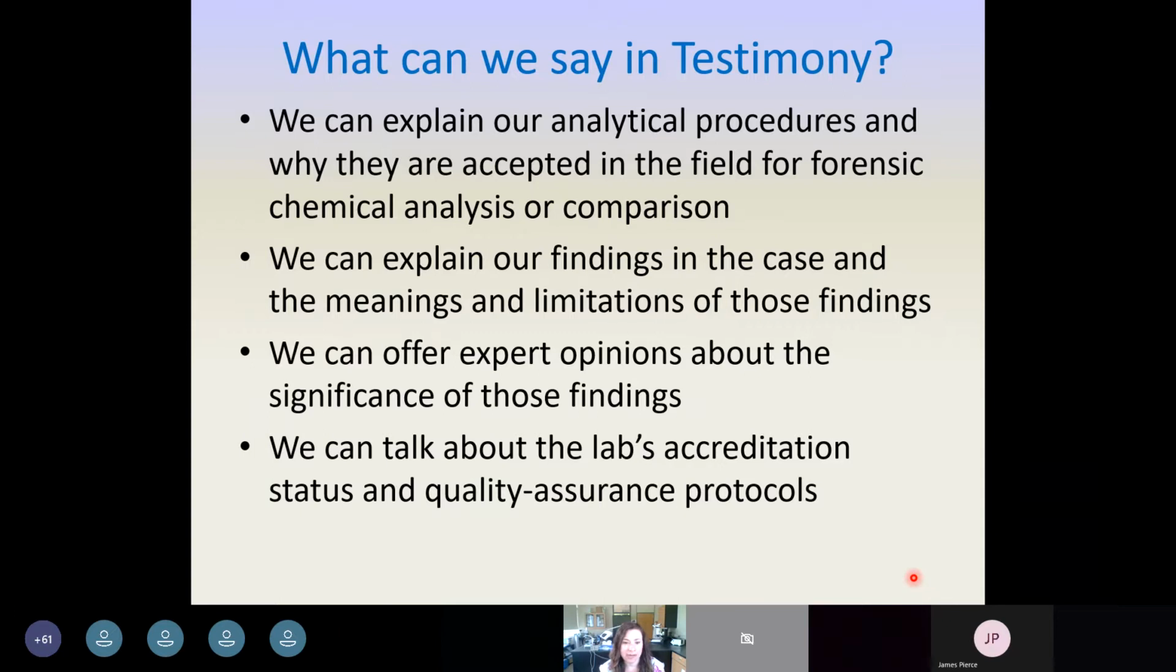We also can offer any sort of expert opinion about something that is significant. So if there are some really highly distinguishing characteristics, we can, again, explain those while we're testifying. And as always, we can talk about our lab accreditation status and all of the quality assurance protocols that we do to ensure that our analysis is done correctly and to the highest standards.